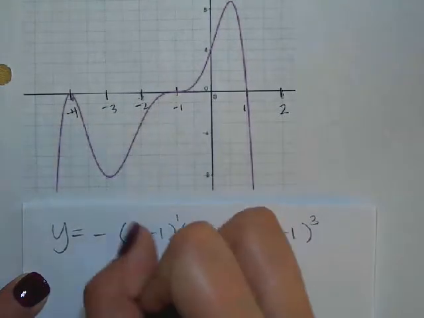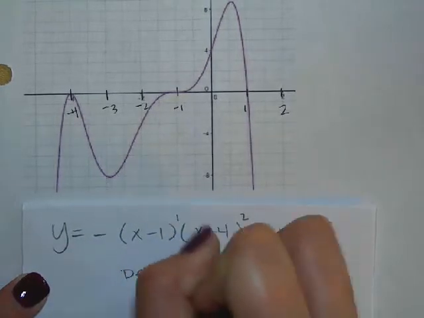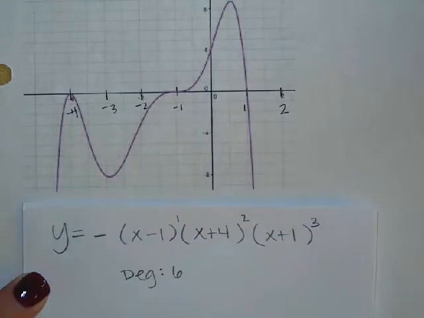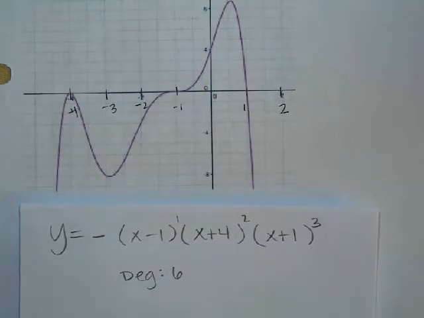Okay, can you guys tell me what this degree is? 6. 3 plus 2 plus 1 is 6. Okay. How easy do you guys feel like these are? Pretty easy?